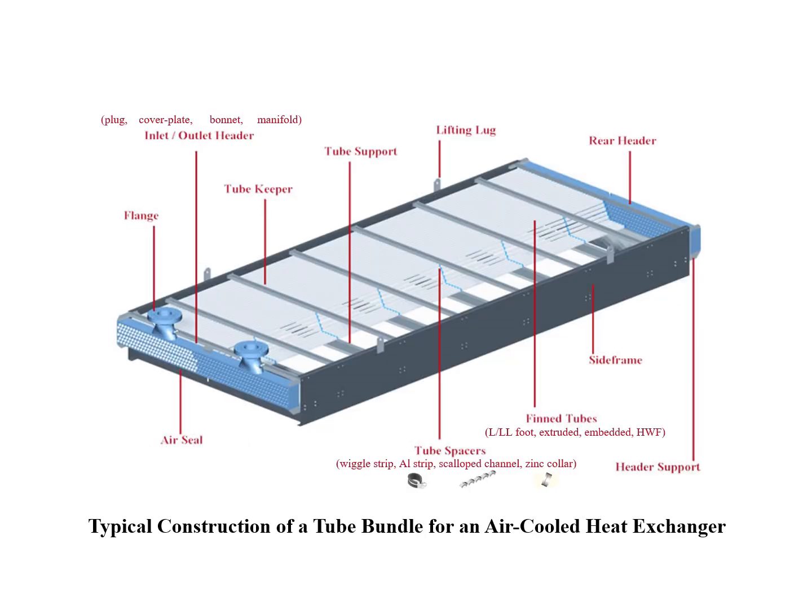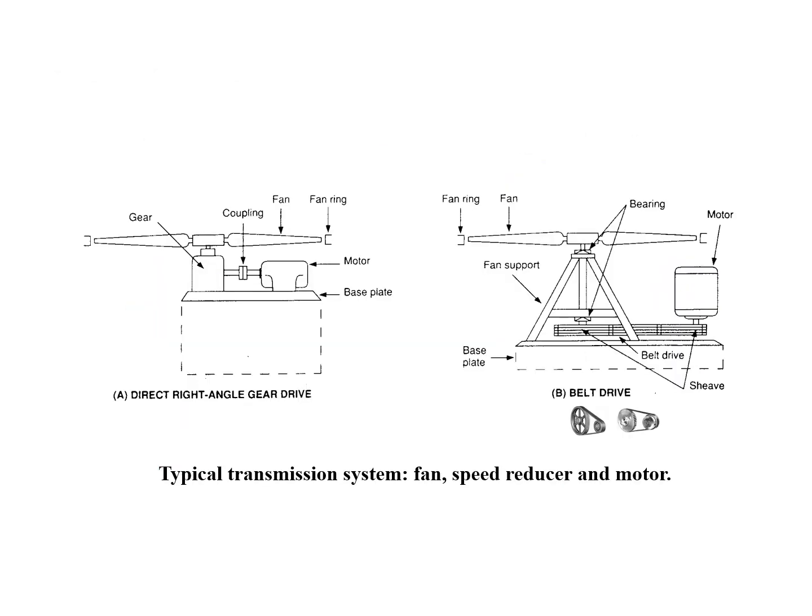The diagram illustrates a typical bundle assembly for an air-cooled heat exchanger. Considering the inlet or outlet header types, there are 4 common styles: plug, cover plate, bonnet, and manifold. The transmission system is made up of 3 parts: a fan, a speed reducer, and a motor. Specifically, for the speed reducer, you can choose either a gearbox or pulleys.